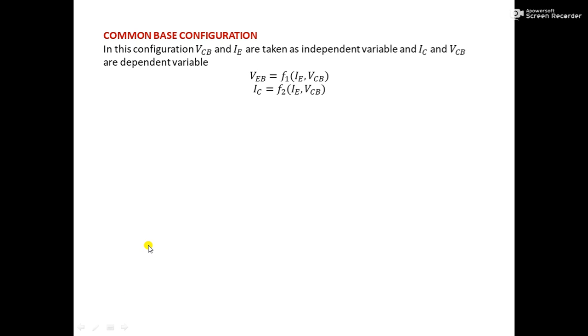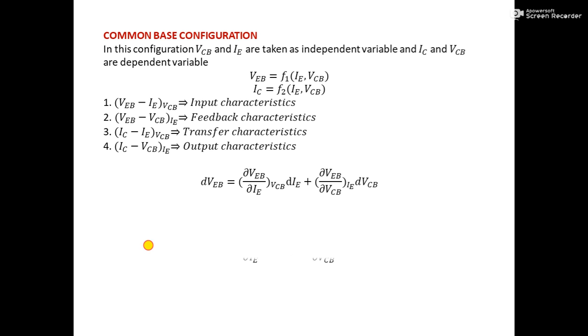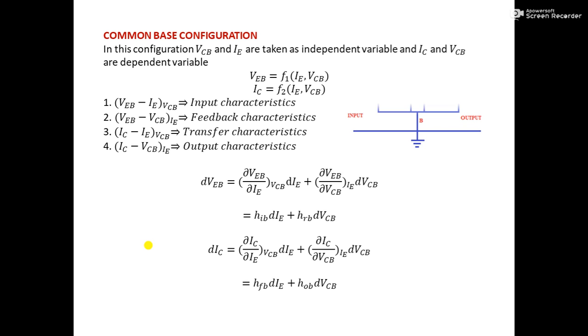Next, we come to the common base configuration. This is the circuit diagram of the common base configuration. Here the emitter terminal is the input terminal, the collector is the output terminal, and the base is grounded, so it is common to both input and output. This configuration is termed the common base configuration.